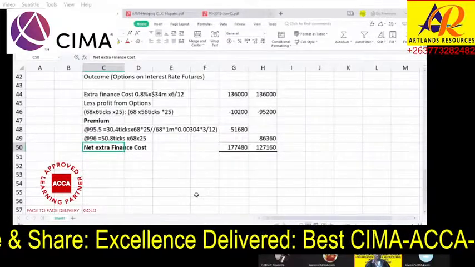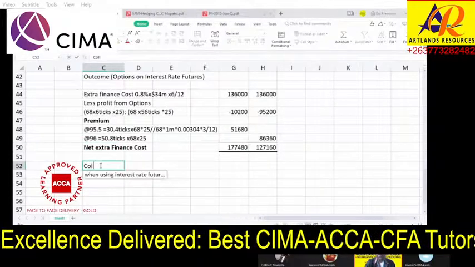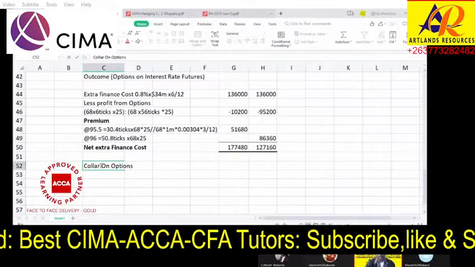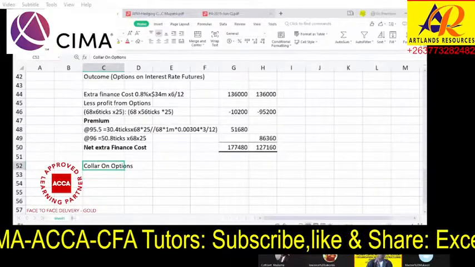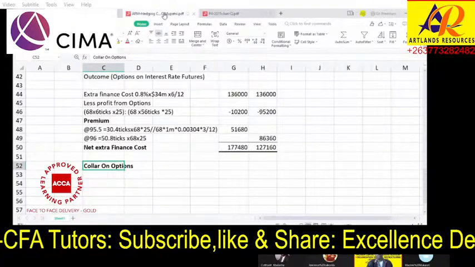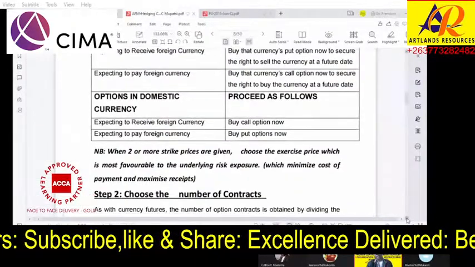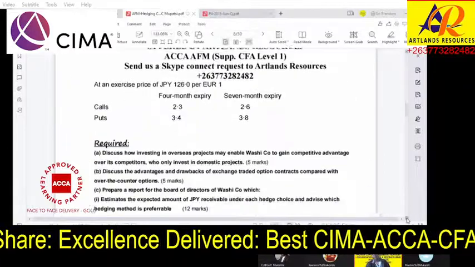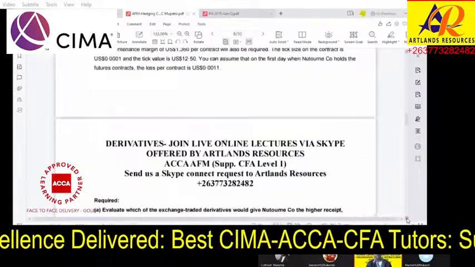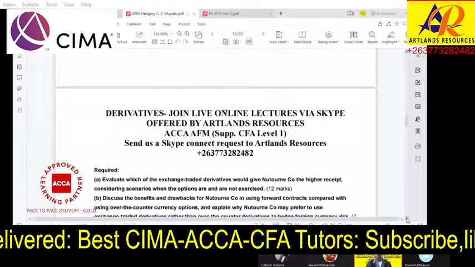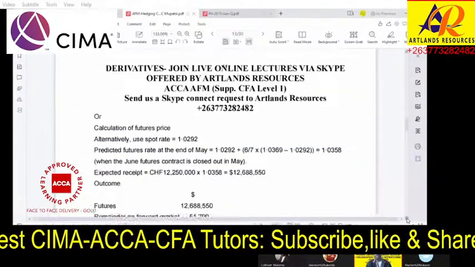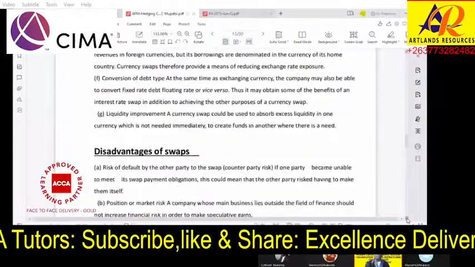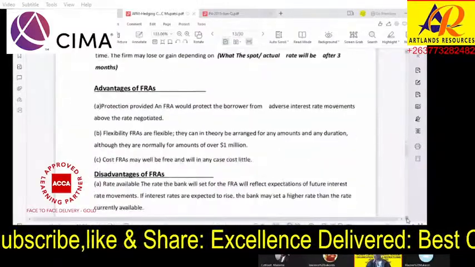Then you can now go to collar on options. Borrower concerning collar on options, I told you what you do. If you have forgotten, there is this handout where I clearly said it here. So let me not look like I'm now taking things from my head when I have given you this stuff. As you can see, I typed it myself. That's my number there. I typed it myself. And I said, as long as you commit this handout to memory, there is no question that you shall come across which will give you problems.